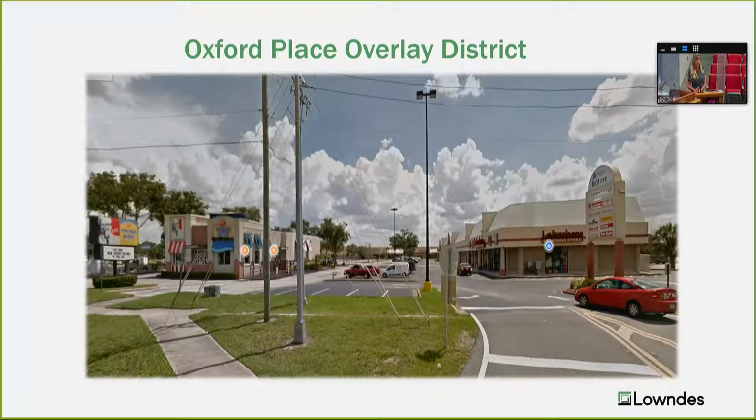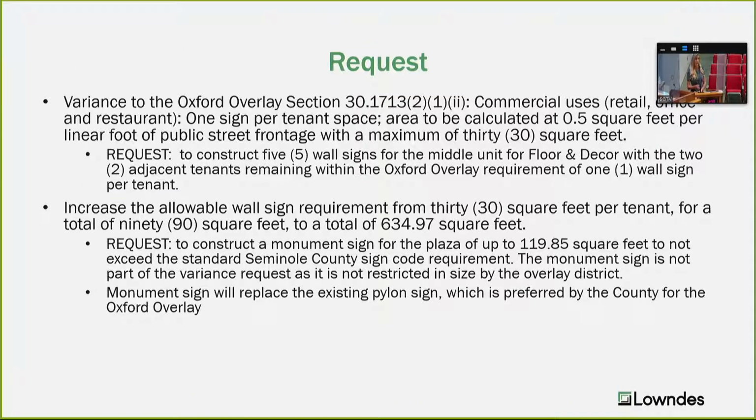This shows you some additional buildings in the Oxford Overlay District that are already built out and the type of signage that they have. Keep in mind that we're removing the pylon sign on the property, not because we have to. We did that because staff had requested us. They don't want pylon signs anymore along State Road 436, so my client offered to eliminate that signage and replace it with allowable monument signs, but you can see a lot of those other commercial centers are still keeping their pylon signs in place. So we have 3 different requests.